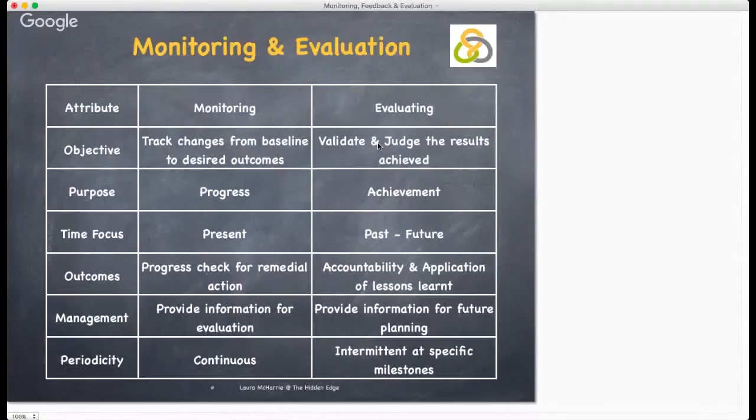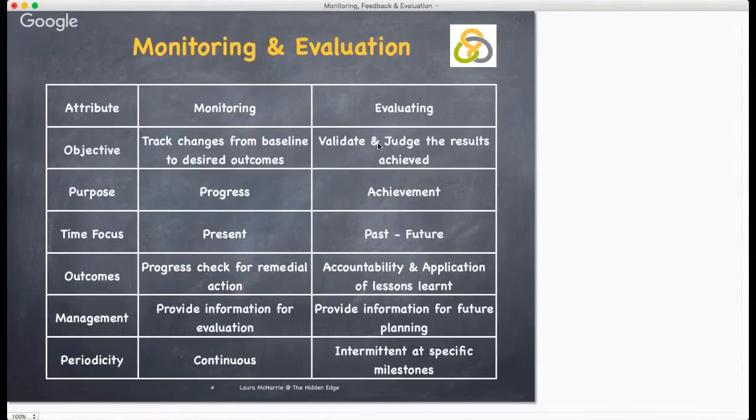Today we are looking at monitoring and feedback. Important to keep you on track when you're measuring against your standards and your objectives. Let's have a look at what the difference is between monitoring and evaluating. First, let's have a quick look at the difference between monitoring and evaluation.